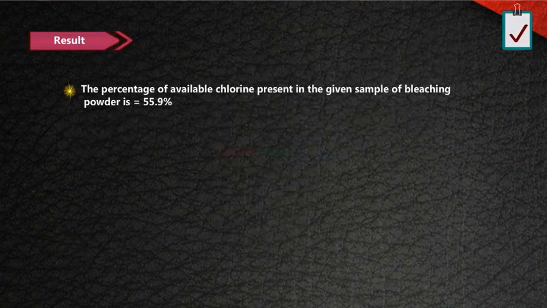Result: the percentage of available chlorine present in the given sample of bleaching powder is equal to 55.9%.